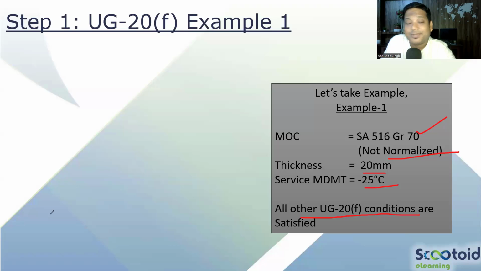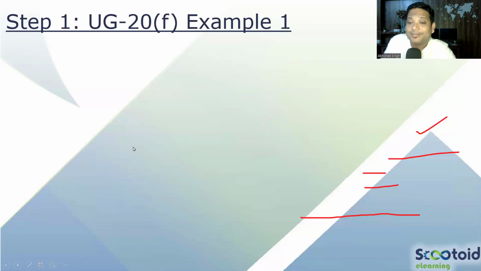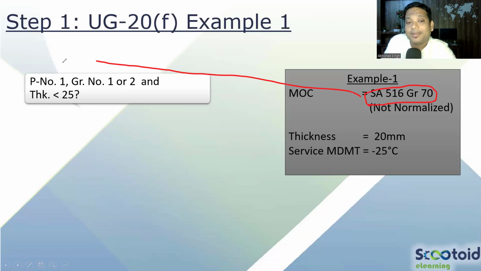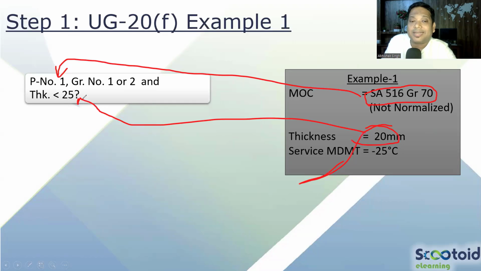Can I take that exemption? We have already discussed that. So how will you do the checking? You'll be writing all the conditions. First, P number 1, group number 1 or 2. 516 grade 70 falls into P number 1, group number 1 or 2. So this condition with thickness 20, where you need less than 25, can I say that the first condition is satisfied?